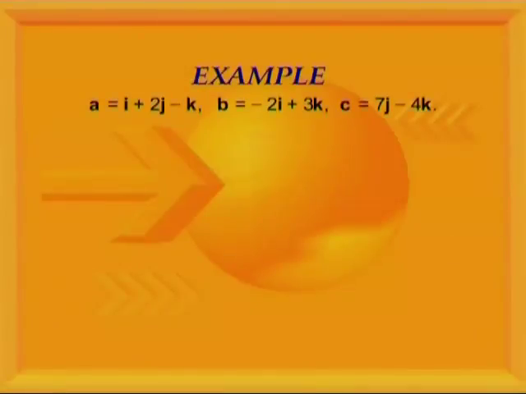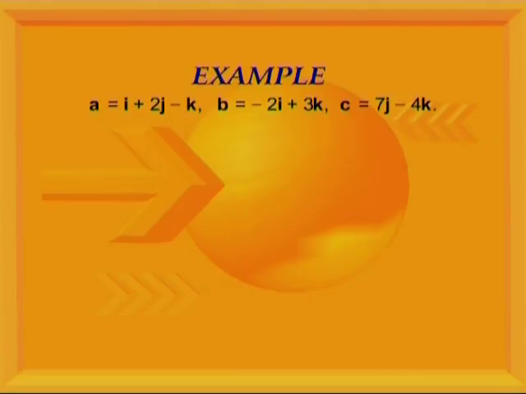In this example, the vector A is equal to i plus 2j minus k, the vector B is equal to minus 2i plus 3k, the vector C is equal to 7j minus 4k.